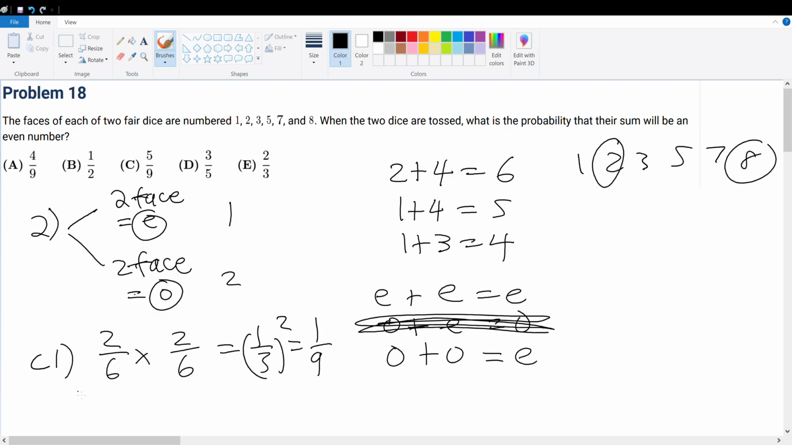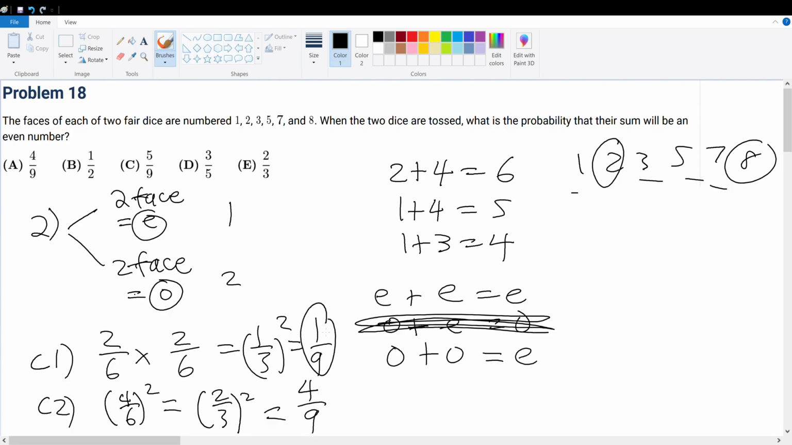So with this, we also know case 2. Case 2 here is both faces are odd. Well, we have 1, 2, 3, 4. I have 4 odd numbers, so that's 4 over 6 squared. So that's equal to 2 over 3 squared, which is equal to 4 over 9. We're doing casework here, so we must sum both cases. 1 over 9 plus 4 over 9 gives 5 over 9, bringing you to answer choice C.